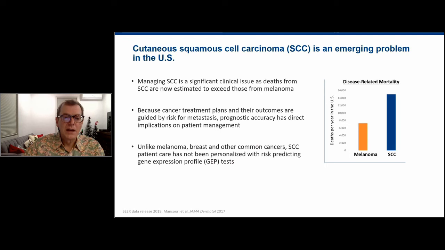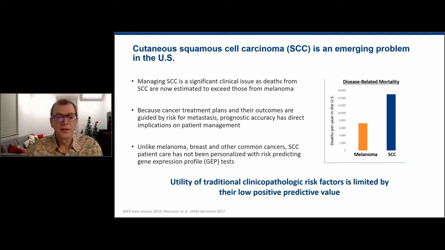And so I think traditionally our staging system for cutaneous squamous cell carcinoma has been somewhat of a letdown. I think the staging systems, both AJCC and Brigham and Women's, suffer somewhat from a lack of a positive predictive value or a less robust positive predictive value than we would like. And so can use the same technology that was used for gene expression profiling in melanoma. Well, indeed you can. You can use this for cutaneous squamous cell carcinoma, and indeed Castle has developed this assay.